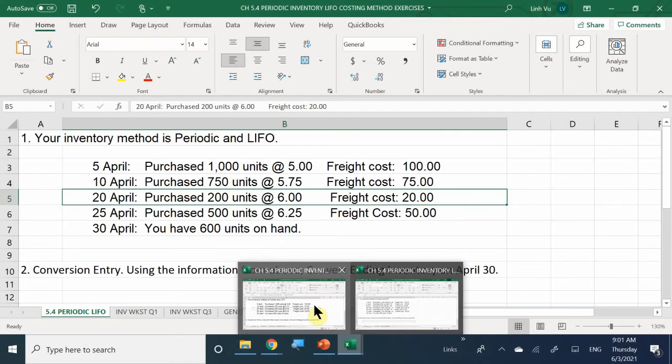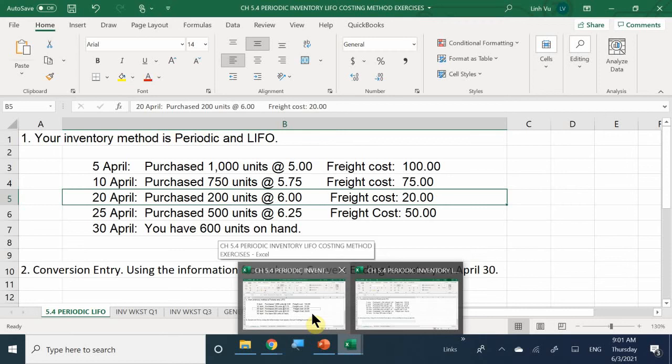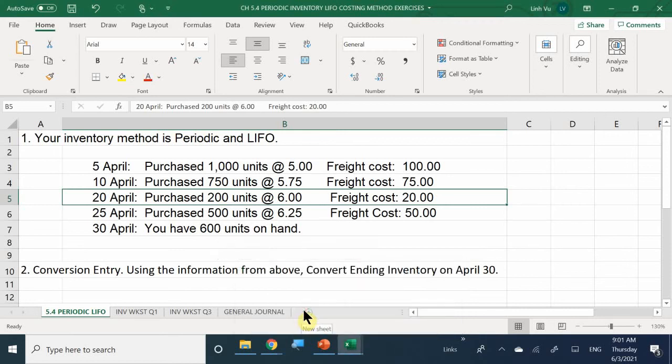So things will start looking familiar. However, I also threw another exercise in there for exercise 2, which just helps us keep practicing with LIFO. So once again, let's dive right into the exercise.